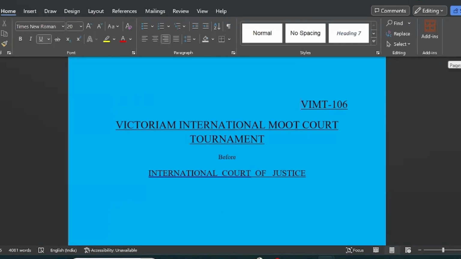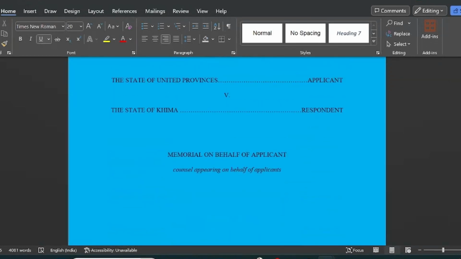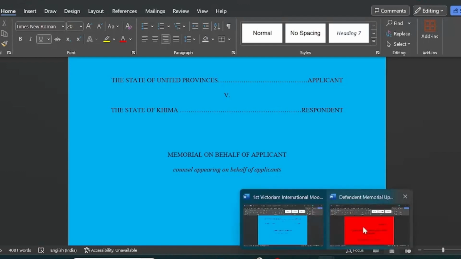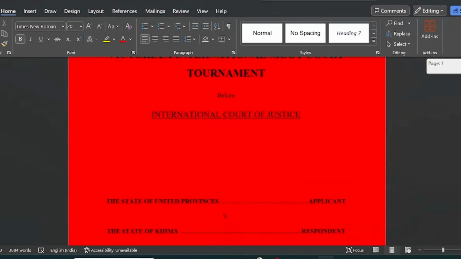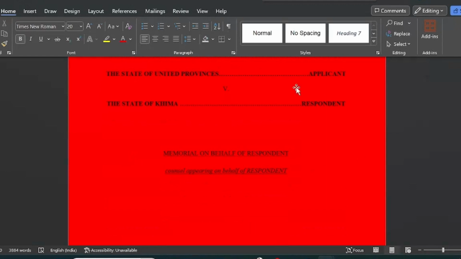You will also get a unique team code. Everyone is allotted one, and from whose side the memorial is being submitted. Memorial on behalf of the applicant. Same यहाँ पर भी Moot team number and memorial on the behalf of the respondent. So party खुद प्रेजेंट नहीं करती है मेमोरियल और सबमिशन रियल कोर्ट में भी, it is always done through an advocate. सो यहाँ पर स्पेसिफिकली मेंशन कर दिया जाता है काउंसिलिंग अपीयरिंग ऑन बिहाफ ऑफ द रिस्पोंडेंट.